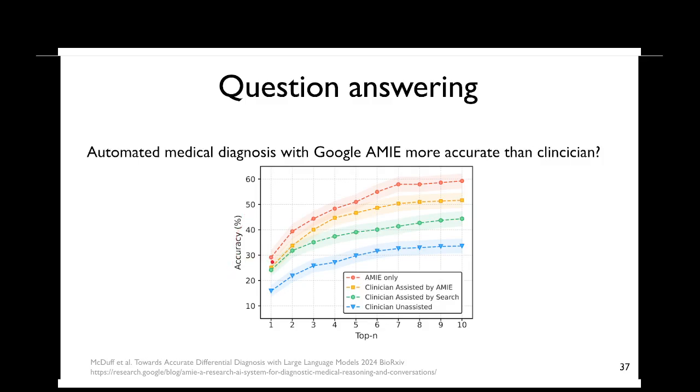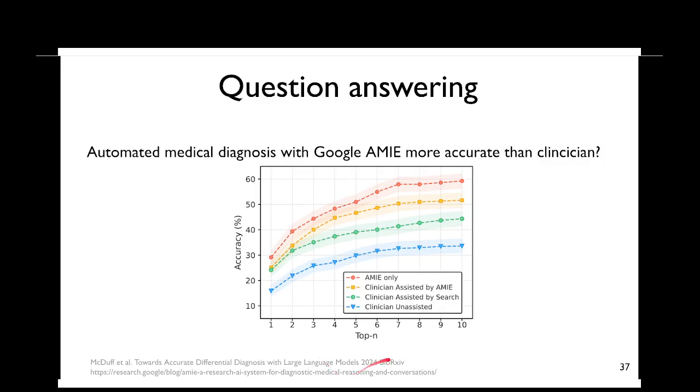And what they compare is the performance of their AMI system against clinicians, and clinicians unassisted, just by standard search, and by AMI. And as you can see, this is highly political, because the funny thing is that AMI on its own, without the clinician, performs best. The worst is the clinician on their own. And then the clinician with standard search is better, and the clinician with AMI is even better.